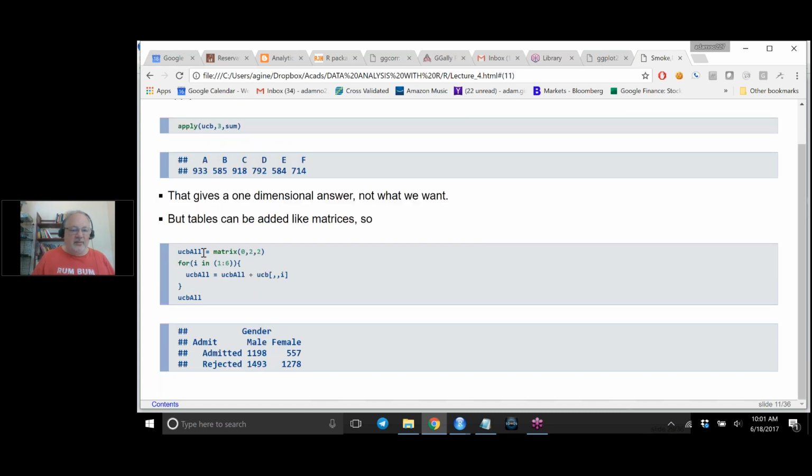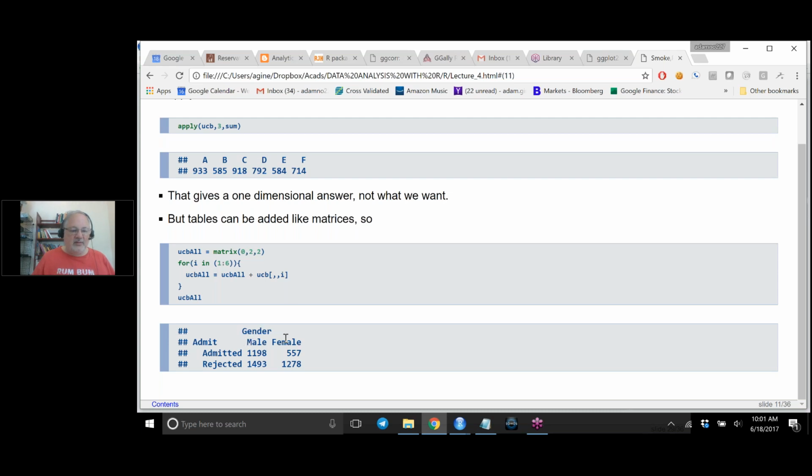So I create a matrix(0, 2, 2). This means a matrix with all of whose entries are 0, 2 rows, 2 columns. So that's a table. Okay, now for i equal 1 to 6, I add to it the table from UCB, all the variables but for the ith department. So this is a three-dimensional table, so you have 2 commas to say I want all the values for the first variable, all the values for the second variable, and then add it over this thing. And when you do this, this is what you'll get.